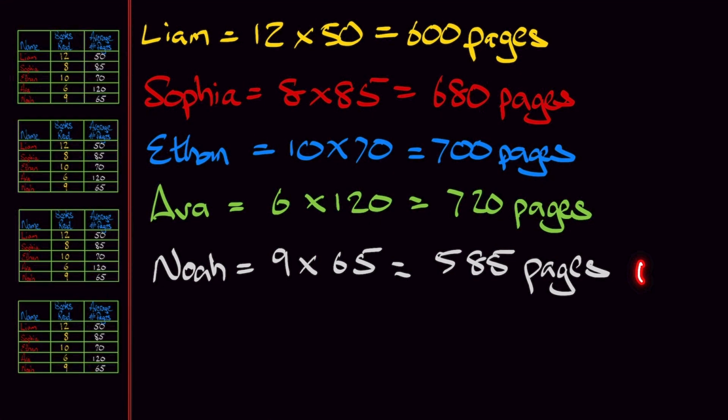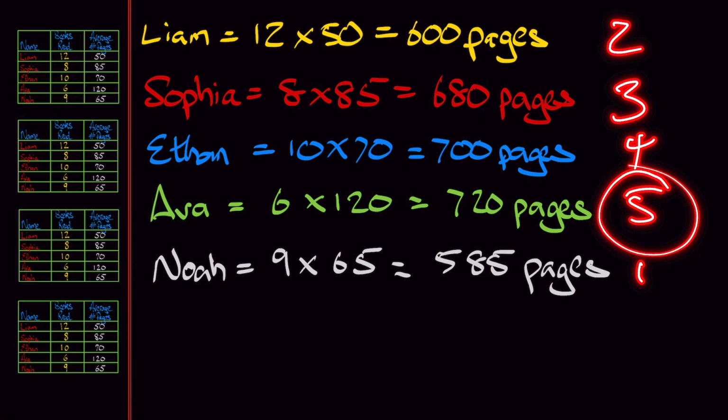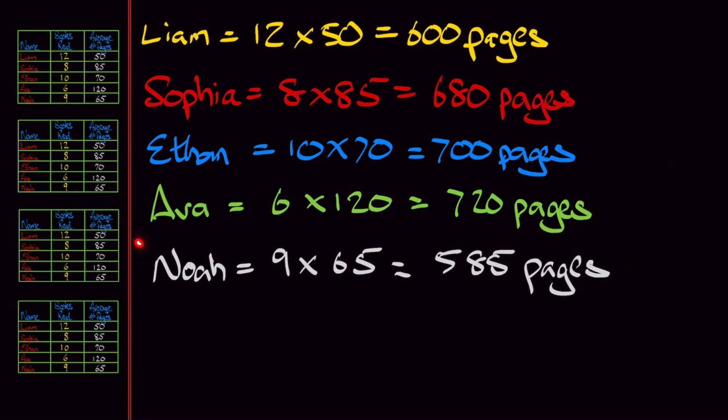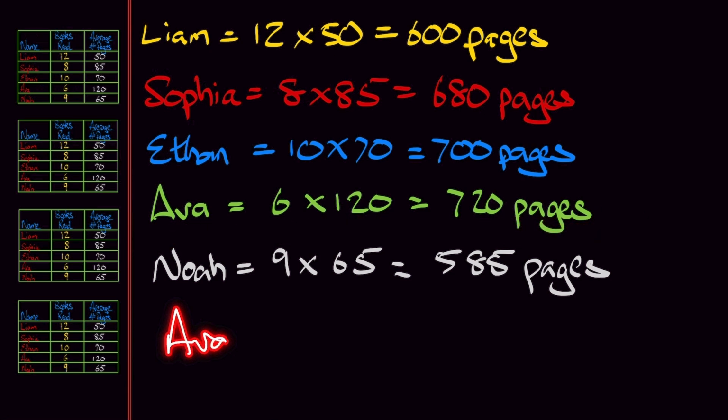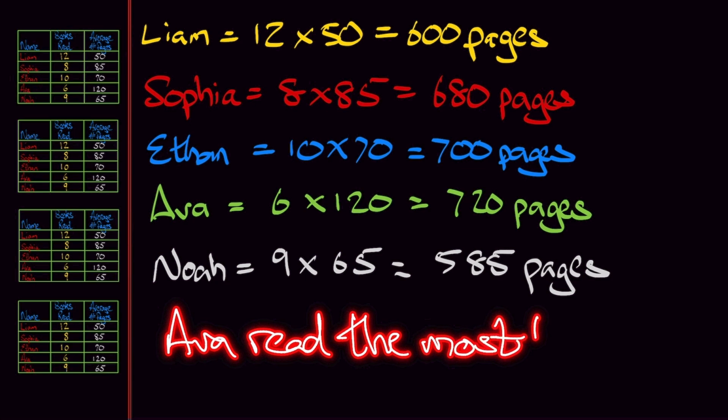Here's the information that we have about all 5 kids, and we can see Noah read the fewest number of pages and Ava read the most. She read 720 pages altogether, which is honestly quite impressive. Didn't see that coming since she only read 6 books.